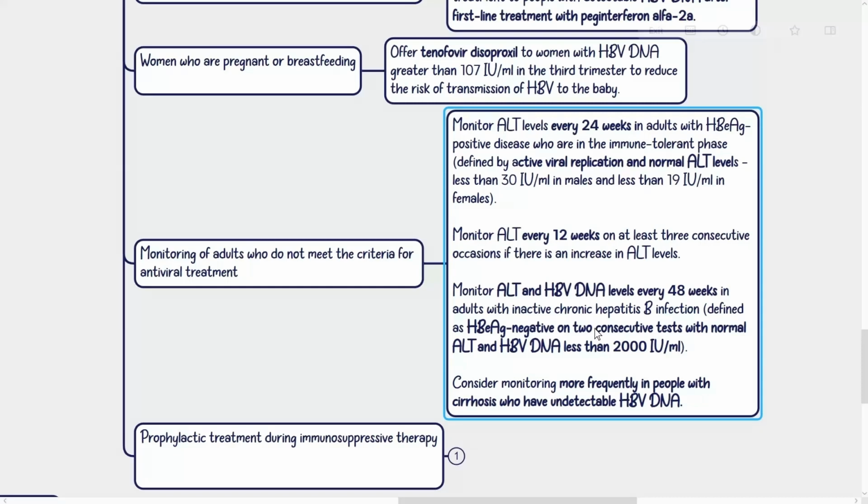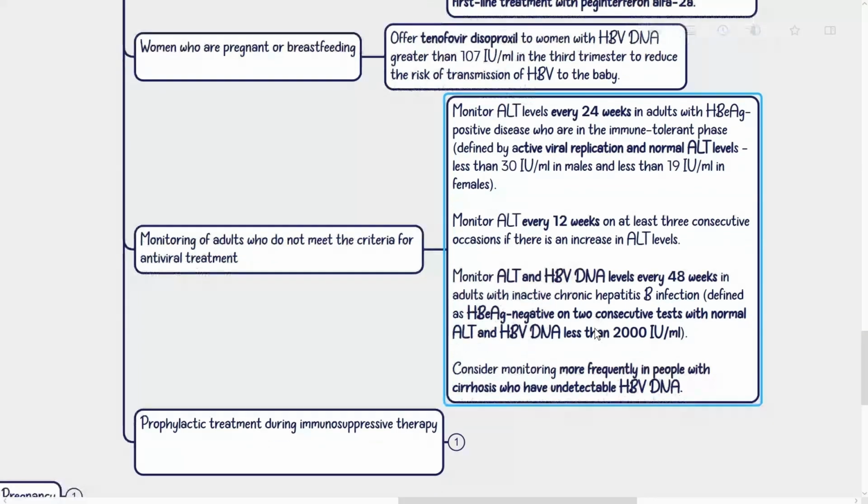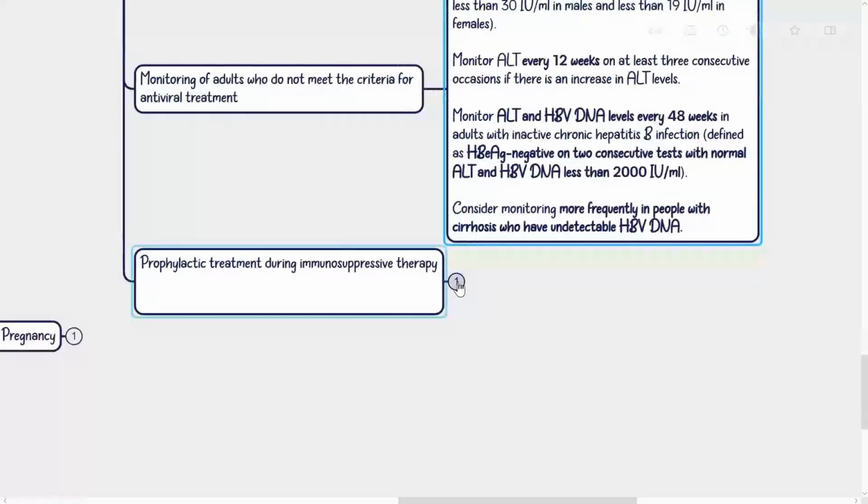Monitor ALT and HBV DNA levels every 48 weeks in adults with inactive chronic hepatitis B infection, defined as hepatitis B e antigen negative on 2 consecutive tests with normal ALT and HBV DNA less than 2,000. Consider monitoring more frequently in people with cirrhosis who have undetectable HBV DNA.